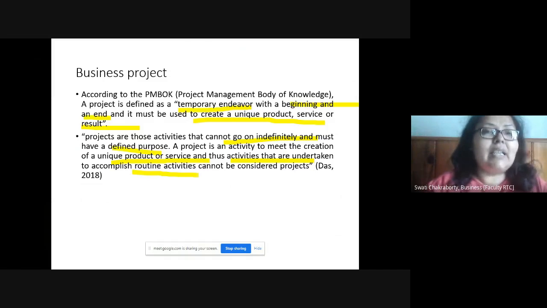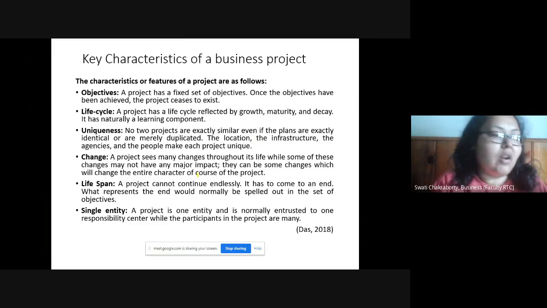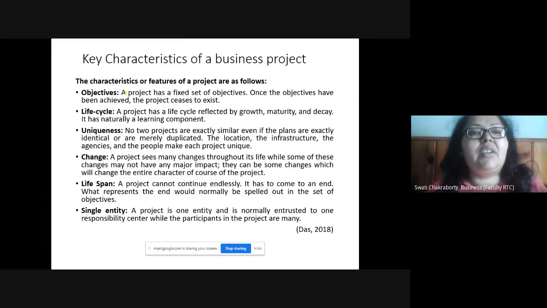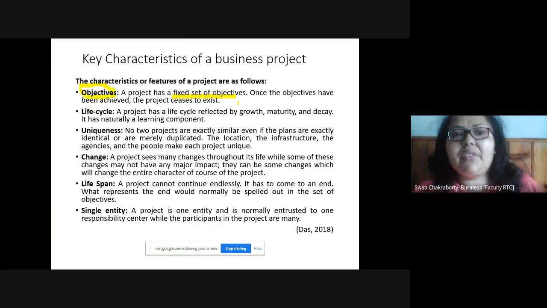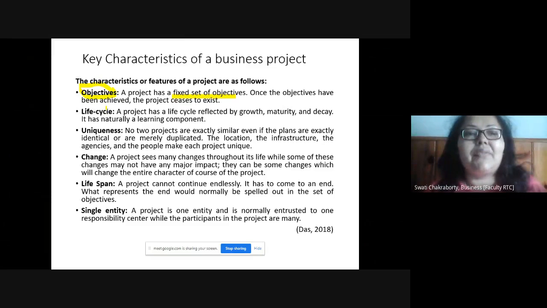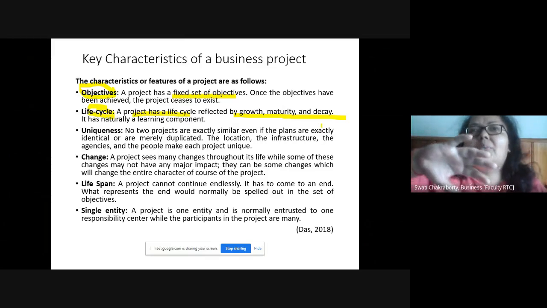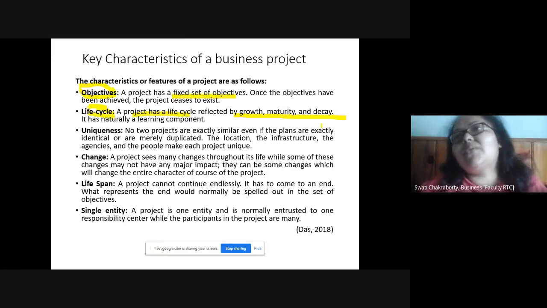Now, coming up next are the key characteristics of a business project. First is objective. Every project has to have a fixed set of objectives. Once the objectives are achieved, the project is completed. Life cycle: just as a product has a life cycle, a project also has a life cycle: growth, maturity, and decay. When you start your project, it expands, it reaches a stage of satiation, and then at some point you have to stop it, and you learn through this process, through the entire project. It helps us in learning naturally.